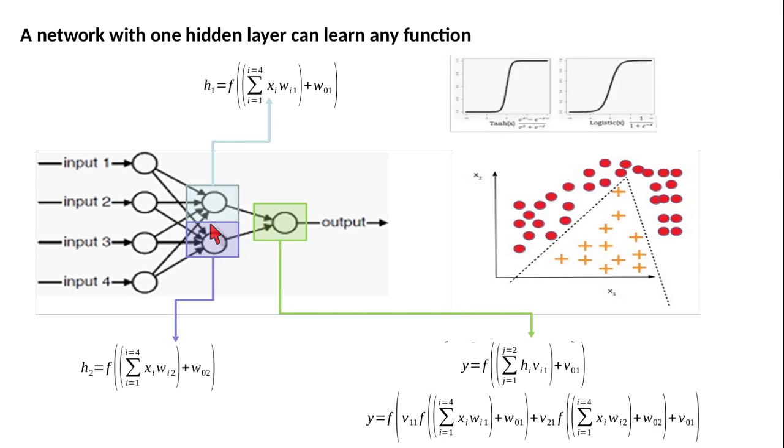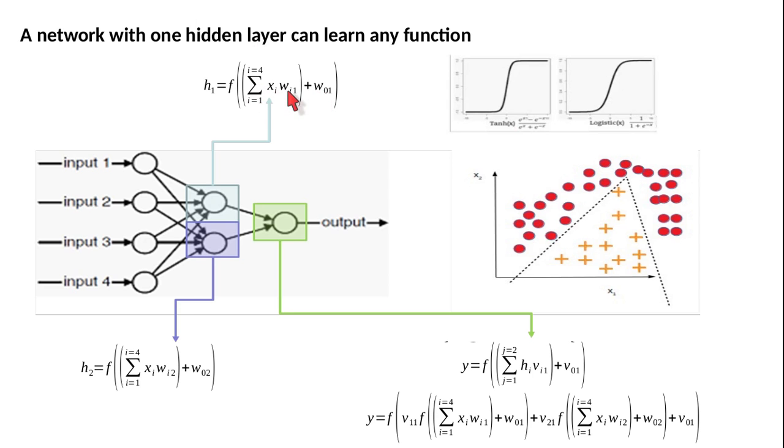The result of the hidden layer is represented using these two equations. In our example, the hidden layer has 2 nodes, node number 1 and node number 2. The result of node number 1 is h1 is equal to f, where f is the squashing function. It could be either logistic or the tanh function. f applied on the sum for i equal to 1 to 4 of xi wi1 plus w01.